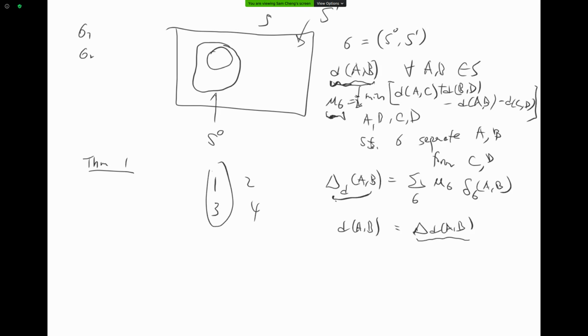Maybe I use a different color. Two splits are compatible if we can find a subset in each of the splits such that these two subsets do not intersect with each other. For example, for the red one here I can pick the subset 1, and for the black one I can pick the subset 2, 4. The complement of 1 is 3, 2, 4, so these two do not intersect with each other, and therefore these splits are compatible.